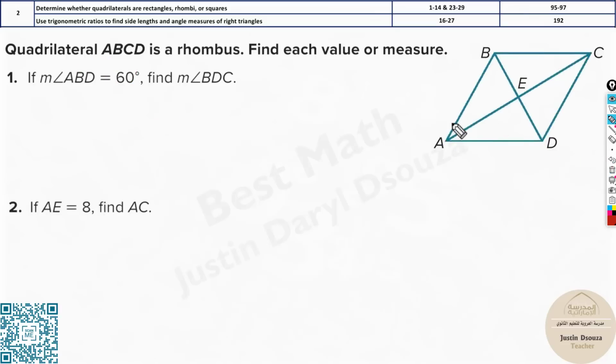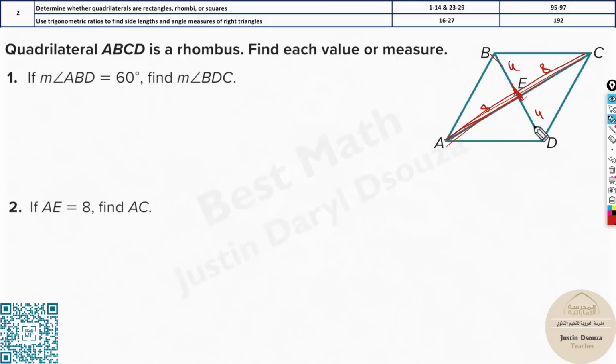And now, what about AE? AE is given to be 8. We need to find what? AC, the total length. Now, the diagonals bisect the other diagonals. This is one more important thing. If this is 8, that means the other side is also equal, because this segment bisection means it will be bisected equally into two parts. If this is 4, this is also 4.